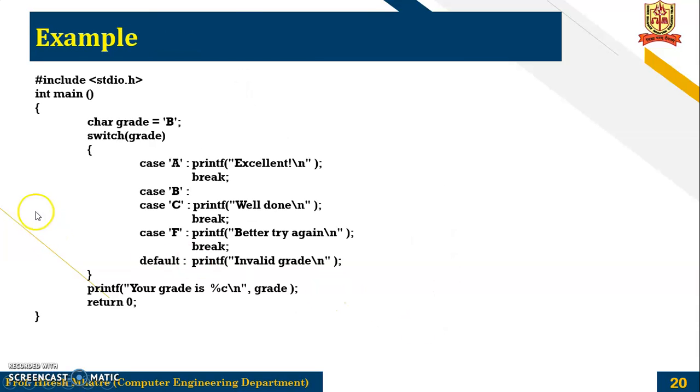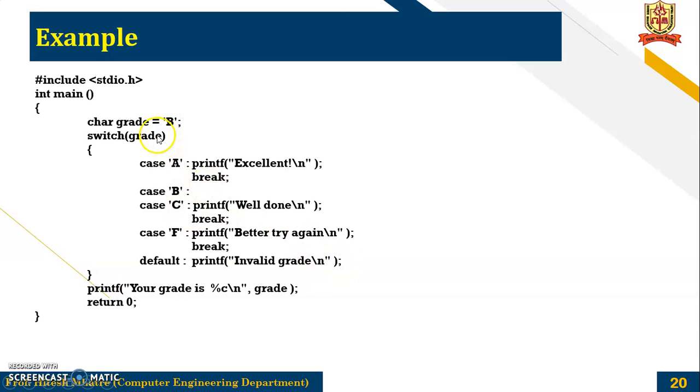Then the example. You can see here the data type is char grade, so just a single character, B. Switch grade, so it will check the condition on grade. Case A, print excellent, break. Case B, you don't have anything here, blank, and we don't have a break also. Case C, print well done, break. Case F, print better try again, break, and default, print invalid grade.